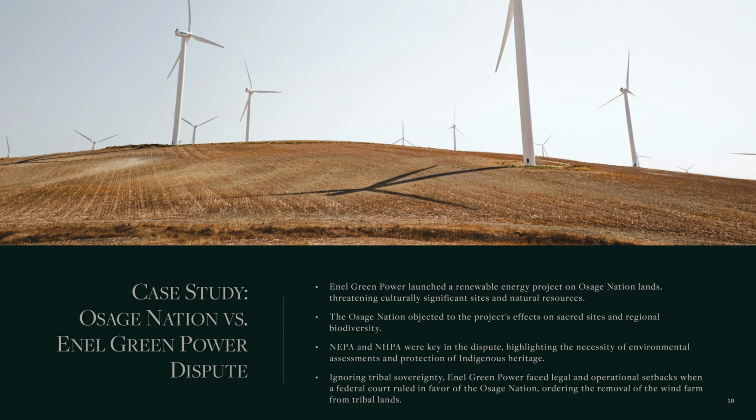The legal battle that ensued centered on the lack of meaningful consultation with the Osage Nation before the project was approved and constructed. In 2024, a federal court ruled in favor of the Osage Nation, ordering Enel Green Power to remove the wind turbines. The court's decision underscored the importance of securing FPIC from Indigenous communities before proceeding with any development that could affect their lands and cultural heritage.